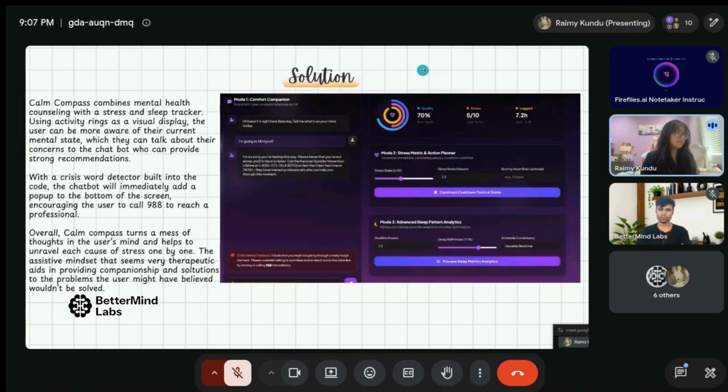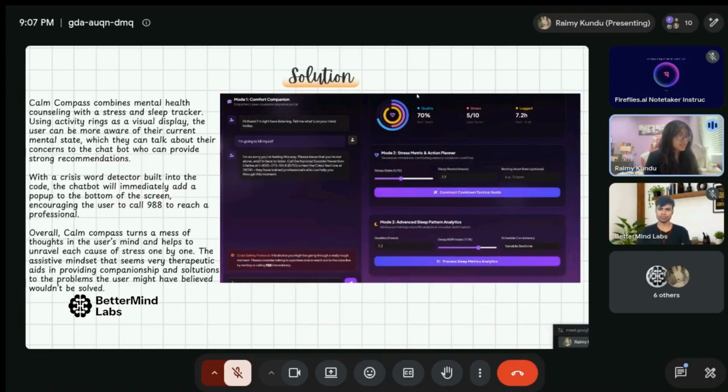So our solution. Comm Compass combines mental health counseling with a stress and sleep tracker using activity rings as a visual display. As you can see, these are the activity rings. The user can be more aware of their current mental state, which they can talk about their concerns to the chatbot who can then provide strong recommendations.